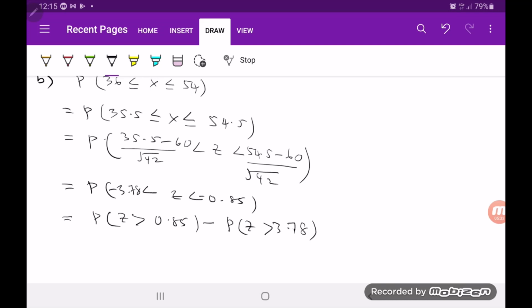Okay, and then refer to the table. You can find the value of this is 0.1977 minus 0.00008. Okay, so the answer is 0.1976. Okay, bye.